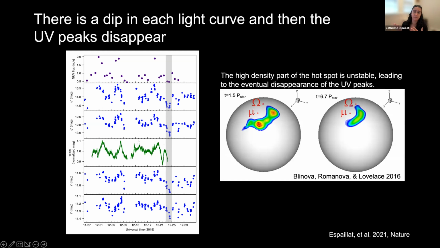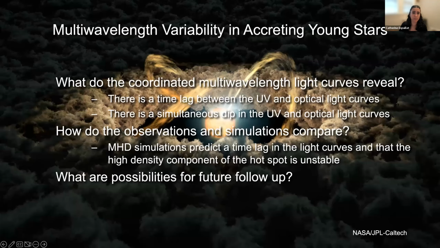So the dip and the eventual disappearance of the UV peaks can be explained by the density gradient in the hotspot on the stellar surface, because the high density region of the hotspot is predicted to be unstable. And when it disappears, the UV emission, which is coming from the high density part of the hotspot, also decreases or just disappears.